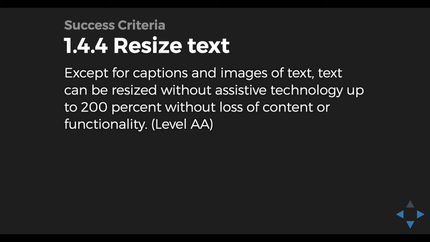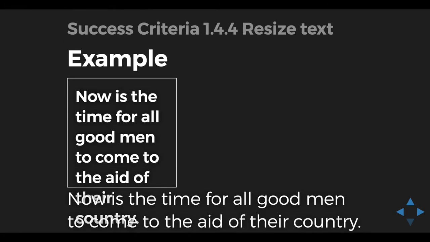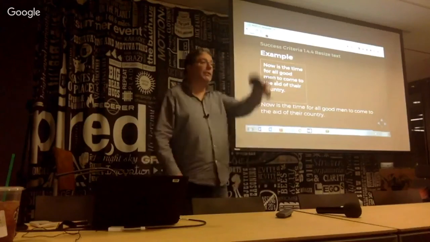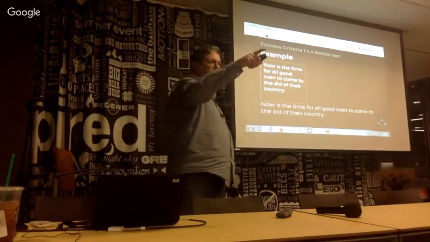Resizing text. I'm not going to demo this, but basically in Firefox, nowadays we just zoom and everything sizes nicely. In Firefox, you can zoom just the text. What happens is now this text overlays this, and now you're failing 1.4.4. Yes? Did you have a question? Okay.